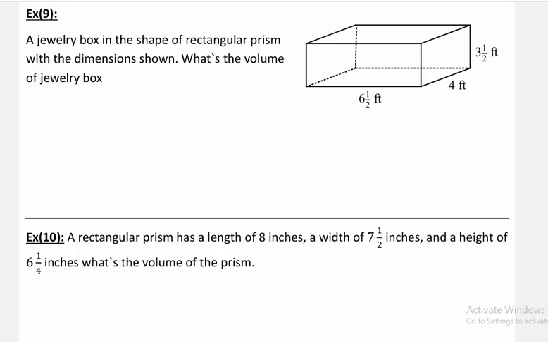A jewelry box in the shape of a rectangular prism with the dimensions shown. What is the volume of the jewelry box? Volume will be 6.5 times 4 times 3.5.